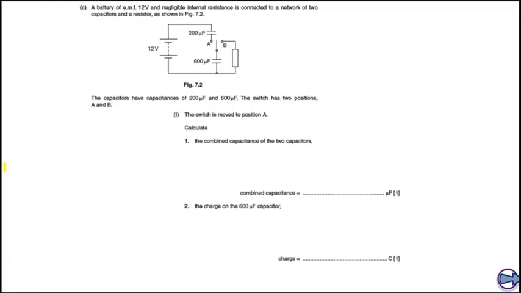In the last 4 videos, we have discussed a lot about capacitors in a circuit, and this part C is about capacitors in a circuit. The most important thing to understand is that the switch has two positions, A and B. We can move this switch to A or we can move it to B. Part C1 is asking us, when the switch is moved to A, to find the combined capacitance of two capacitors. These are the only two capacitors in this circuit, and here is a resistor and here is the power supply.